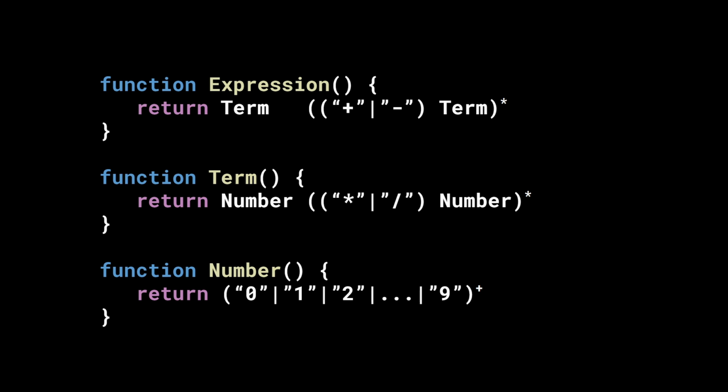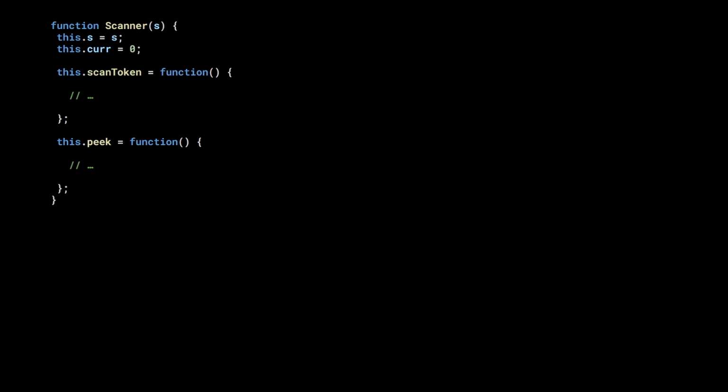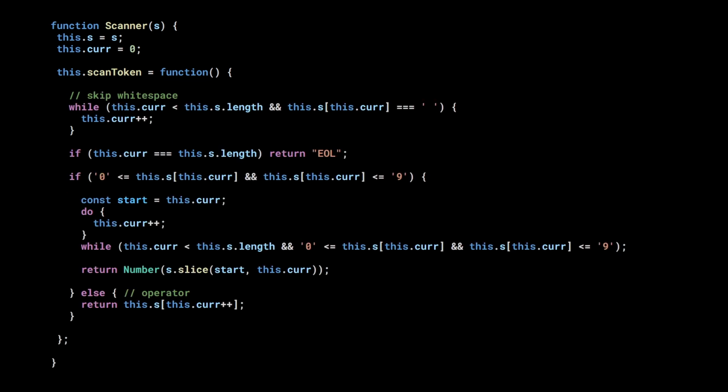To make our life easier, I separated the code into two components. A scanner that will take the input string and scan one token at a time, and a parser that will evaluate the expression. Let's take a look at our scanner. It's an object that stores the expression string and its current position in the string. It has two methods, scan token and pick. Scan token is used to scan one token at a time.